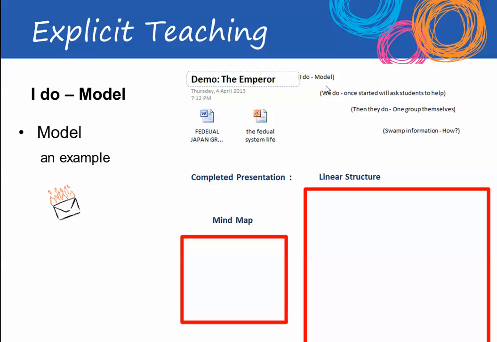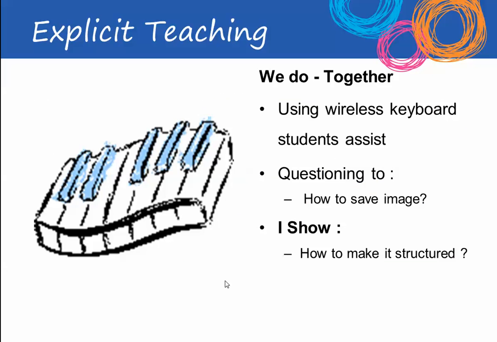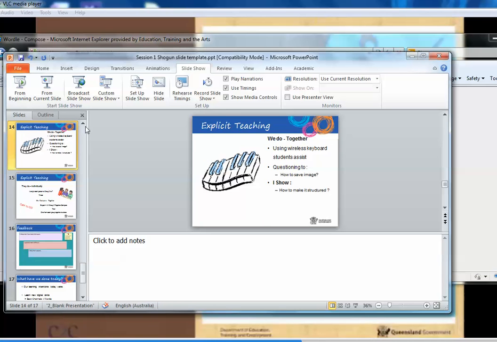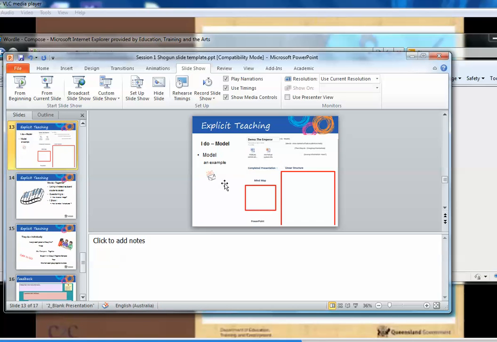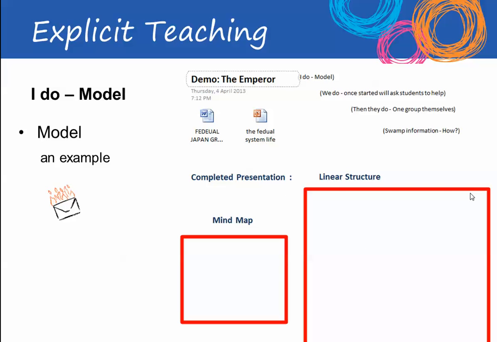Okay, so I do the modeling. Once I start asking questions, they do one group themselves. Then we swap information. Okay, I would get them to put the mind map image into the red box. I would get them to put their lineal structure there and show me their PowerPoint.